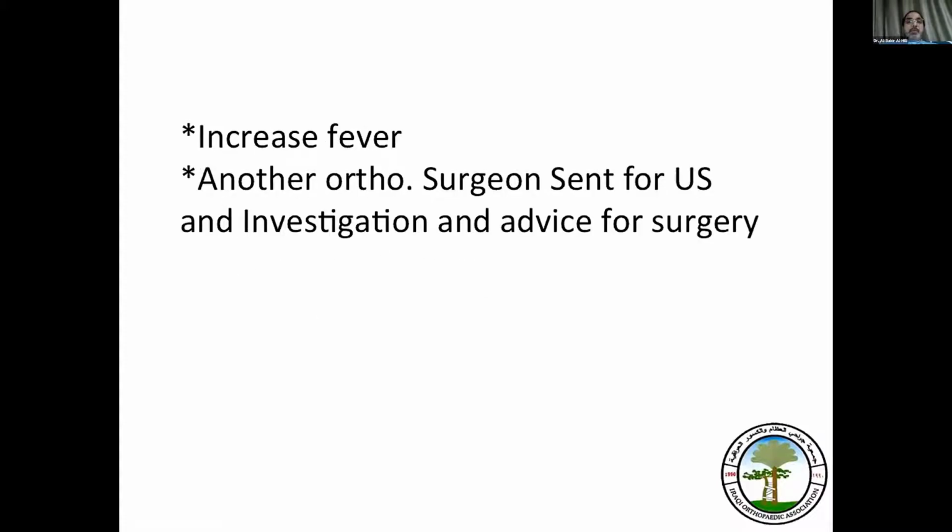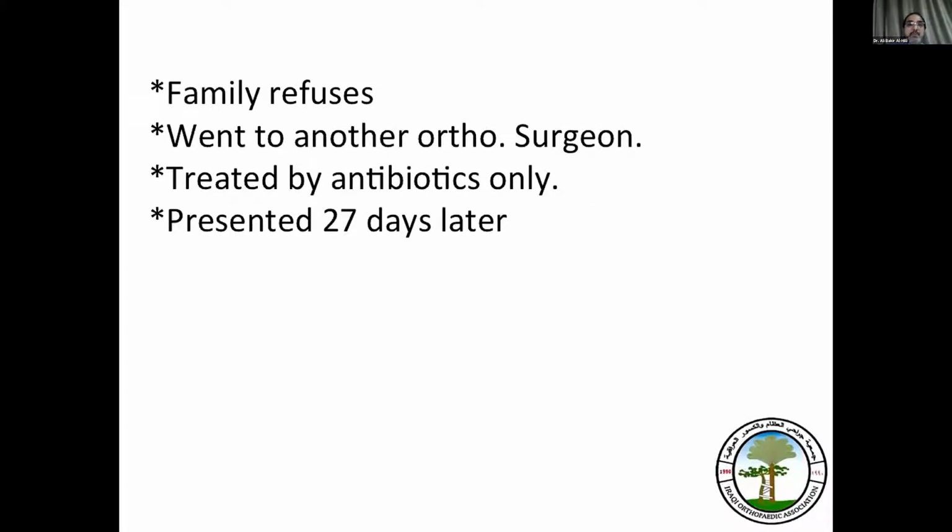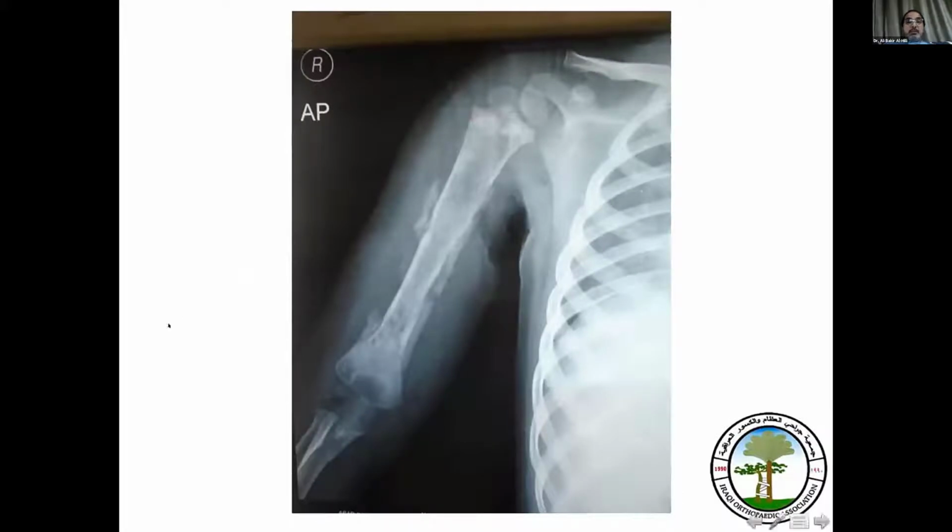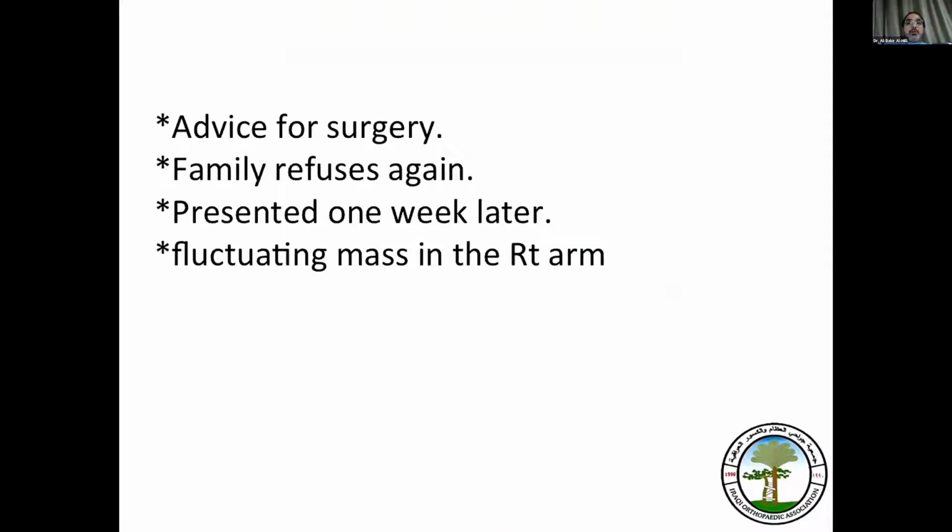And then his fever increases. He went to another orthopedic surgeon, who sent him for ultrasound and investigation, and told him this is a bone infection and he needs surgery. The family refuses. Then they went to another orthopedic surgeon who said you don't need surgery, just give him antibiotics only. After that, the child presented 27 days later with this X-ray, and clearly you can see frank signs of periosteal reaction. The baby is suffering from pain and fever, and the family was told surgery should be done.